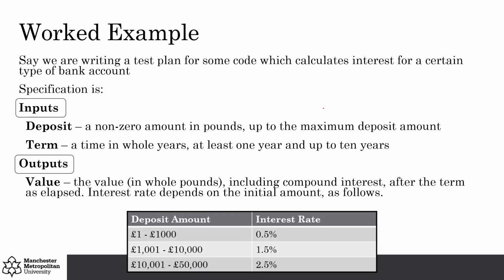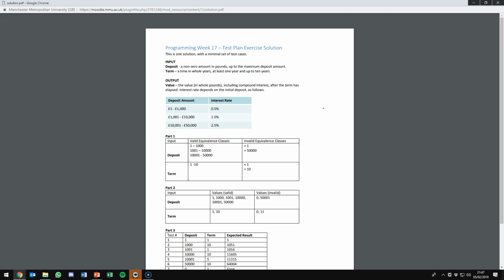So again, there's going to be two inputs. One's the deposit, the other one will be the term, and the output will be the interest that they've accumulated, including the deposit. So this handout is available on Moodle. It's the test plan exercise solution, and this just goes through a fully worked example. So this will help you out for the portfolio.